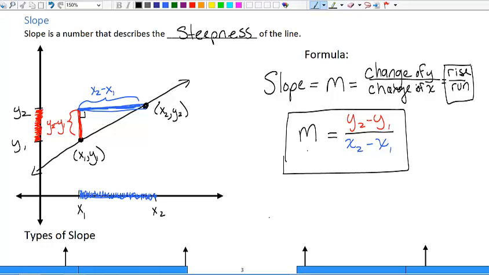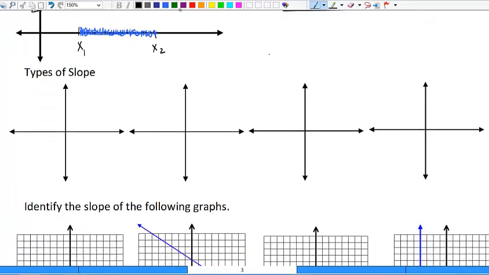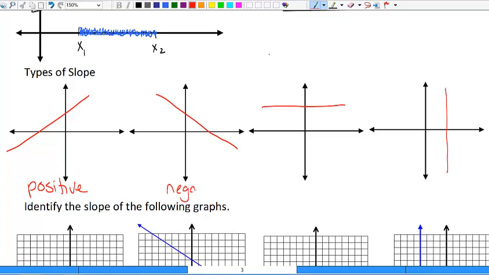Now, slope not only describes the steepness, but it also describes the direction. So let's go through the types of slope. We have some slopes that go uphill, some slopes will go downhill, some slopes are flat and horizontal, and some slopes are straight up and down. So if the slope is going up and to the right, we call that a positive slope, like you're going uphill. And down, that is going to be called a negative slope.